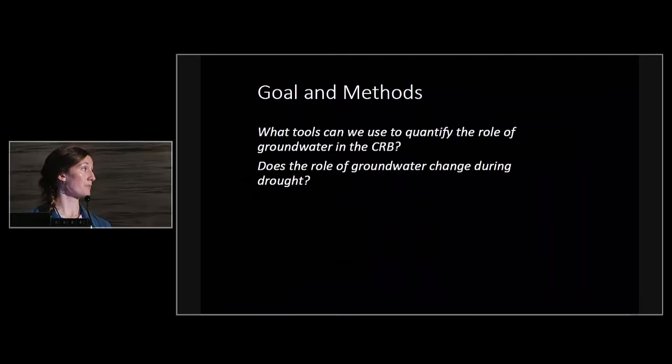So what tools can we use to look at the role of groundwater in this agricultural region? And does the role of groundwater change during drought? Again, this is a first attempt to pull together some different data sources, different tools, from observations to models to remote sensing, and you'll see that there are discrepancies across these sources so far.